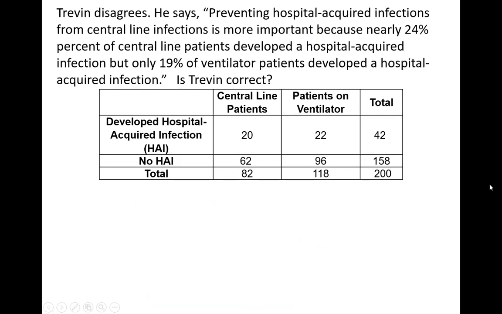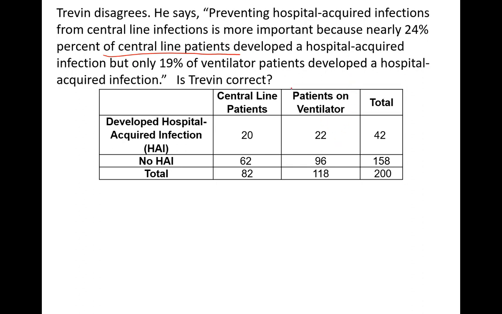Trevin disagrees. He says preventing hospital-acquired infections from central line infections is more important because nearly 24% of central line patients develop a hospital-acquired infection, but only 19% of ventilator patients develop a hospital-acquired infection. Is Trevor correct? Well, let's look. 24% of central line patients developed an infection.